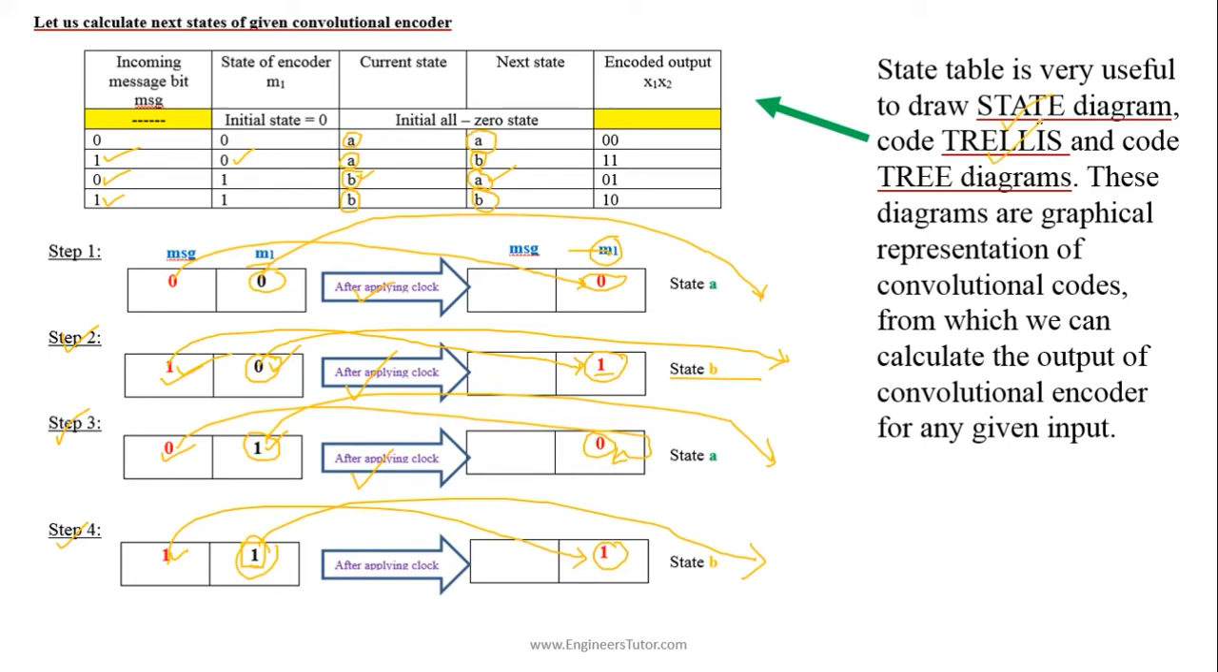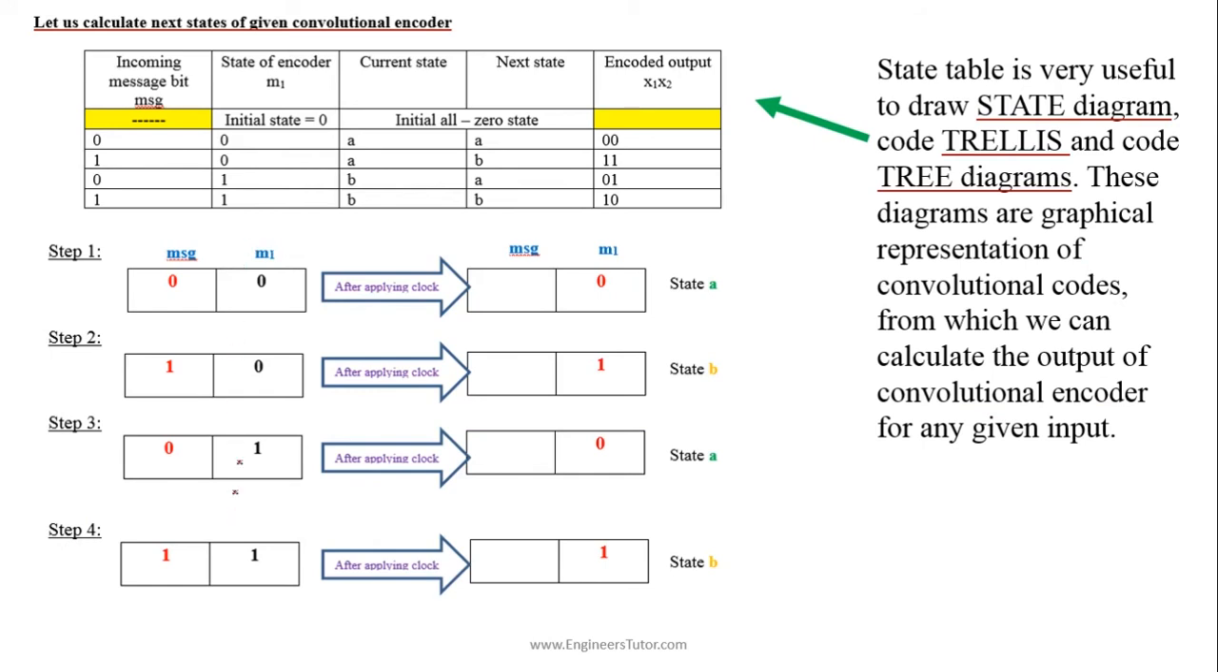state diagram, code trellis diagram, and tree diagrams. These diagrams are graphical representations of convolutional codes. From these graphical representations we can find the output of the convolutional encoder for any given input.